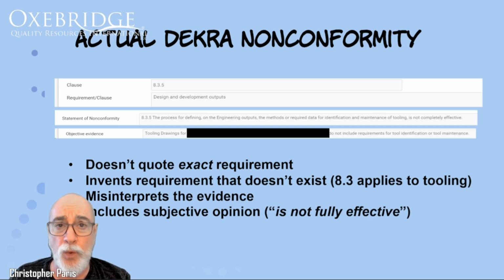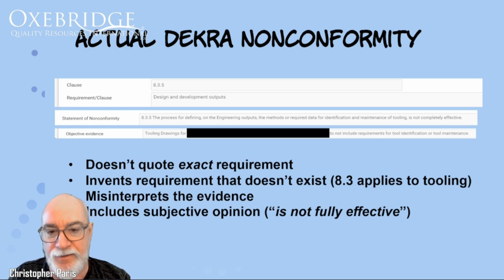First of all, the wording is horrible. Nobody understands what that means, okay? The person's language skills are just not good, right? But then their evidence was tooling drawings, and the part I blacked out was the actual tooling drawings, because I don't want you to see that. The tooling drawings do not include requirements for tool identification and tool maintenance.